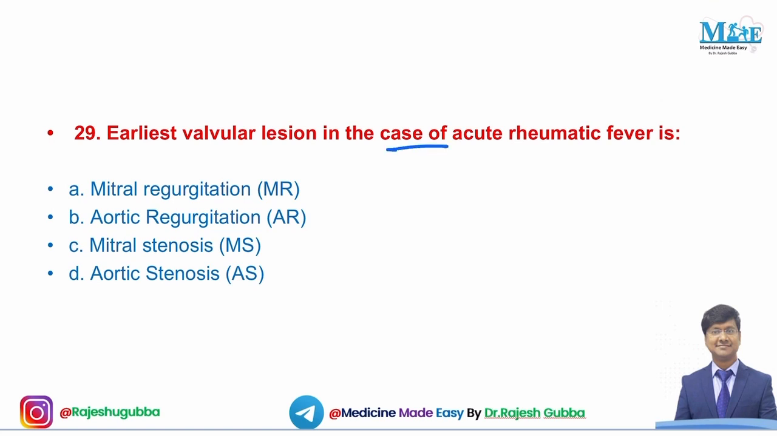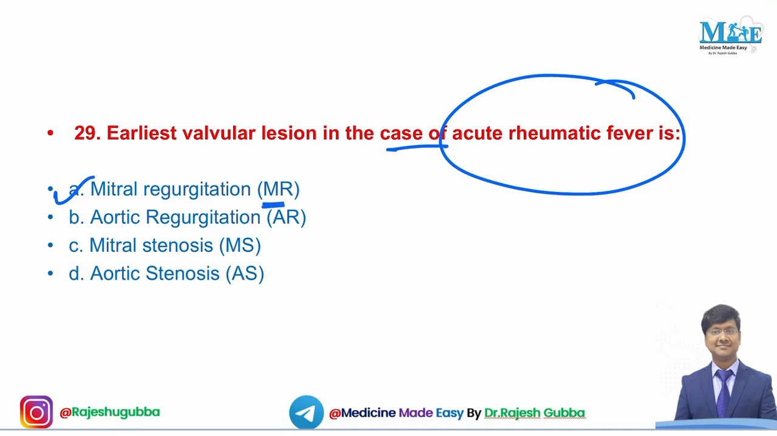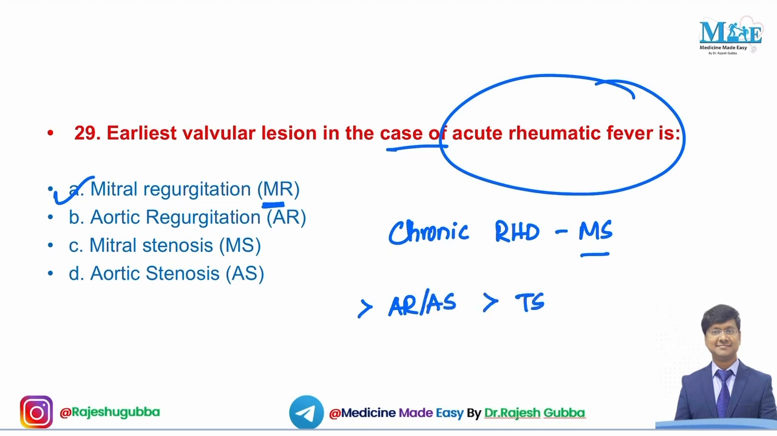The earliest valvular lesion in acute rheumatic fever: mitral regurgitation, aortic regurgitation, mitral stenosis, aortic stenosis. In acute rheumatic fever, the earliest valvular lesion is mitral regurgitation, whereas in chronic rheumatic heart disease, the most common valvular lesion is mitral stenosis. After the mitral valve, the next is the aortic valve pathology, either aortic regurgitation or aortic stenosis, followed by tricuspid valve pathologies, tricuspid stenosis or regurgitation. Pulmonary valve involvement is least common or does not occur in rheumatic fever. Next question.